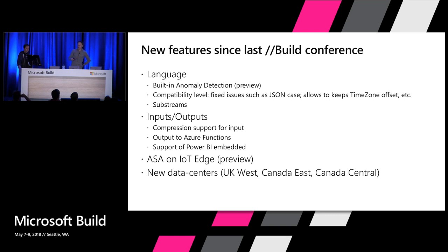In terms of input and output, we added compression support for input, so you can use gzip or deflate, for example, for JSON or CSVs. We added output to Azure Functions. And we added support for Power BI embedded, in addition to the Power BI streaming dataset we added last year. Also, we announced Stream Analytics on IoT Edge. We will talk a little more about that. And a few new data centers: UK West, Canada East, and Canada Central.